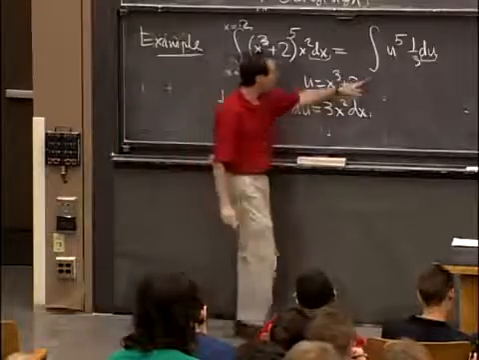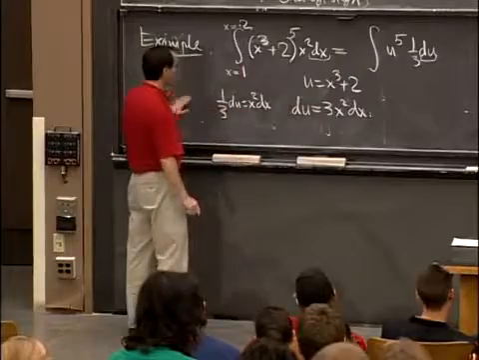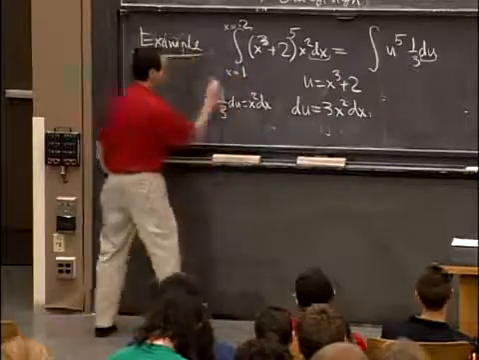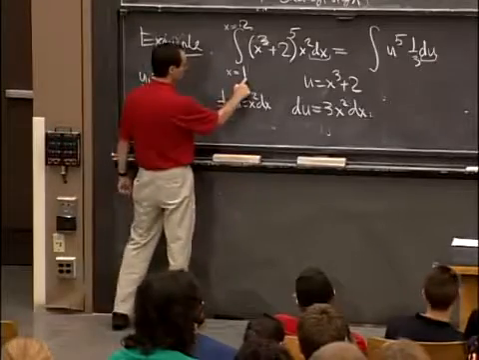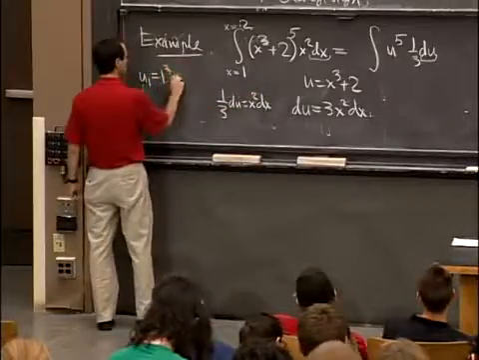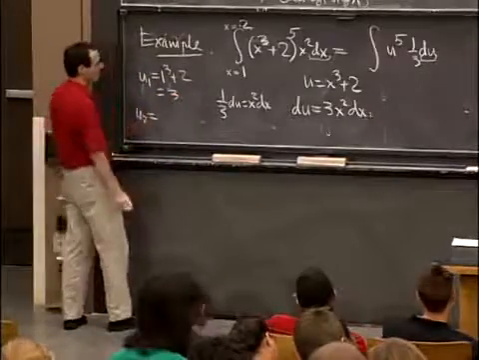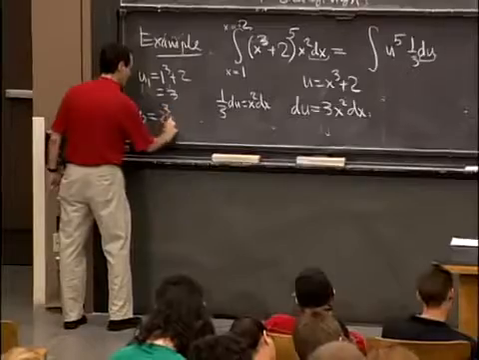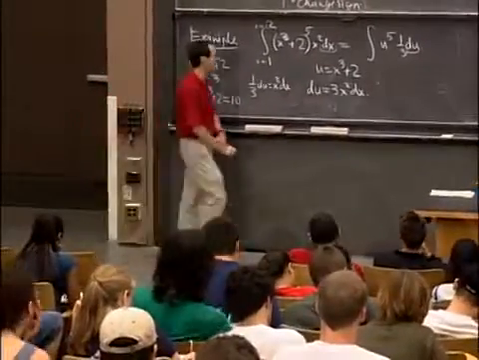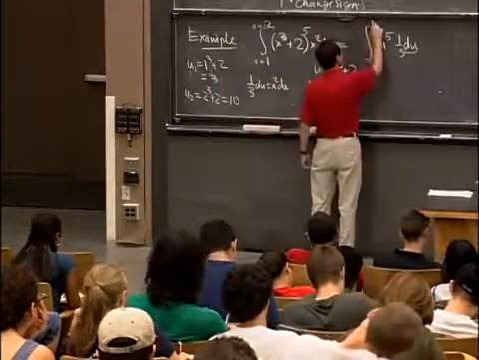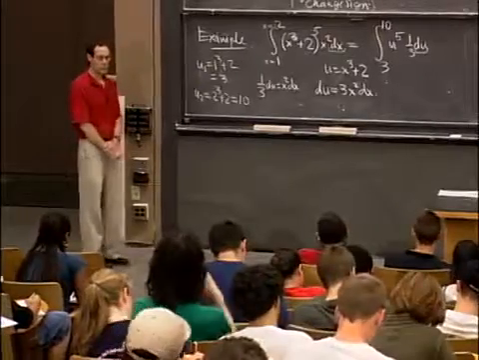So now over here, we have a limit, but it's supposed to be with respect to u now. So we need to calculate what those corresponding limits are. And indeed, I plug in here, u1 is going to be equal to what I plug in for x equals 1. That's going to be 1 cubed plus 2, which is 3. And then u2 is 2 cubed plus 2, which is equal to 10. 8 plus 2 is 10. So this is the integral from 3 to 10 of u to the 5th times 1/3 du.